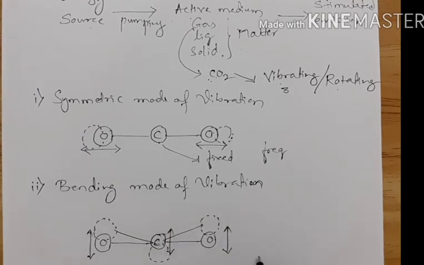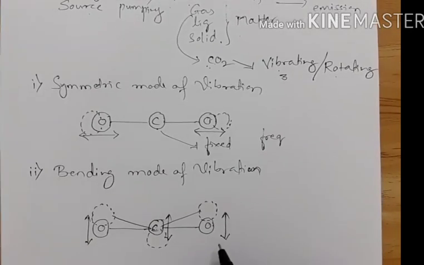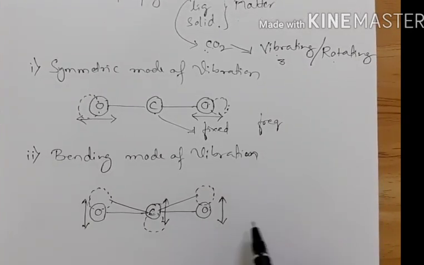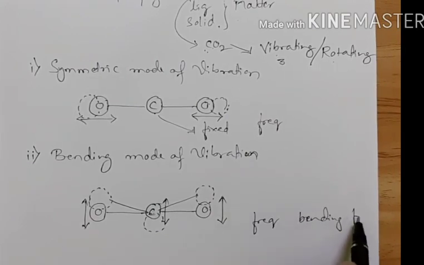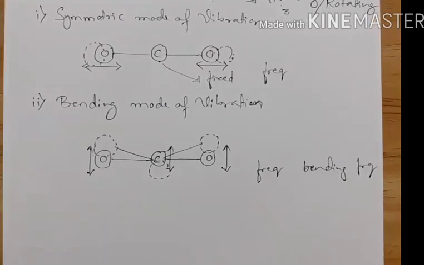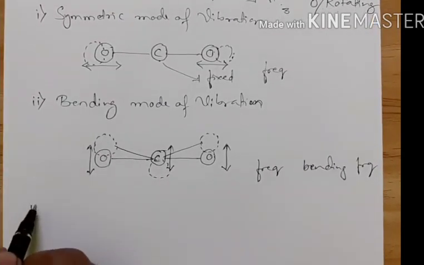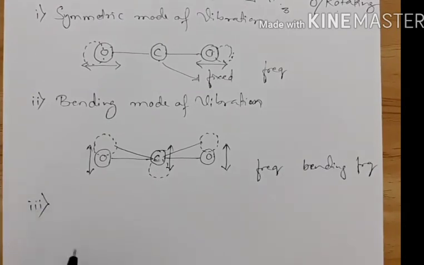All the atoms are not fixed; all the atoms will start vibrating, and the frequency associated with it is called the bending frequency. And the third and the last one is asymmetric.